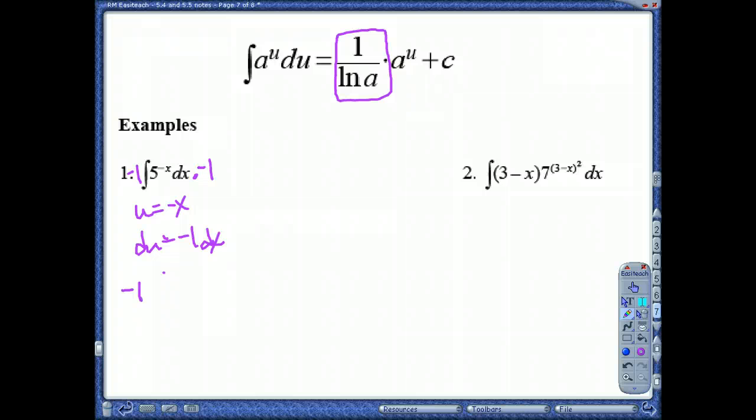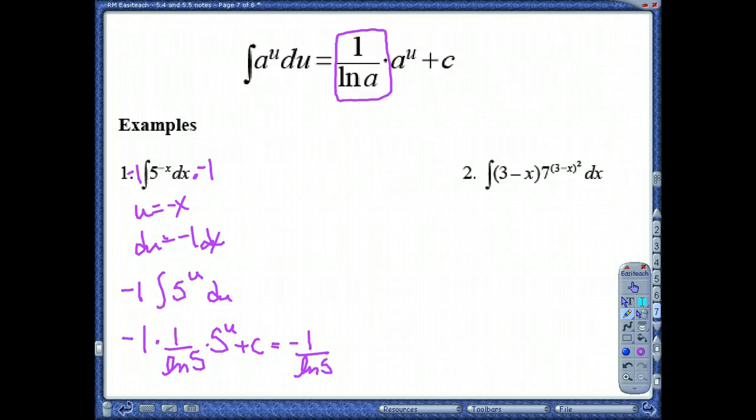So I get negative 1 times the integral 5 to the u du. When I integrate that, that's going to be negative 1 times 1 over the natural log of 5 times 5 to the u plus c. Don't forget to substitute that out. So I've got negative 1 over natural log of 5 times 5 to the negative x. Almost wrote a dx there, plus c.